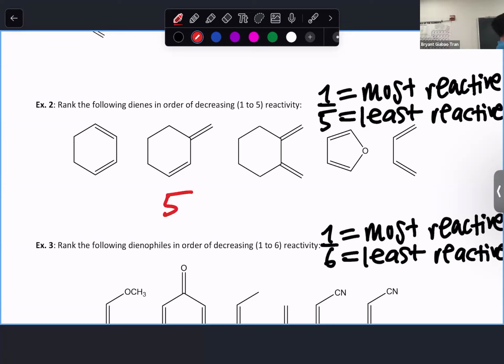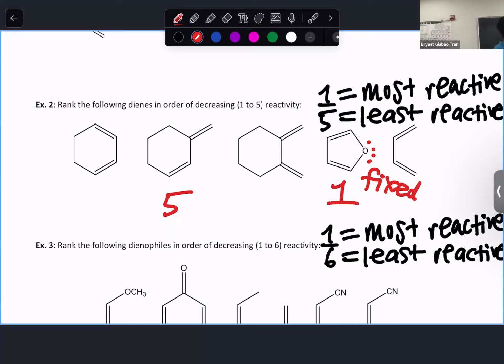Now I look for my most reactive. The most reactive is going to have the strongest EDG. Which one of these has the strongest EDG? Right, the fourth one, because it has an oxygen with 2 lone pairs of electrons that can donate electrons. And not only that, but it is also fixed because it's part of a ring. So that's our most reactive diene.